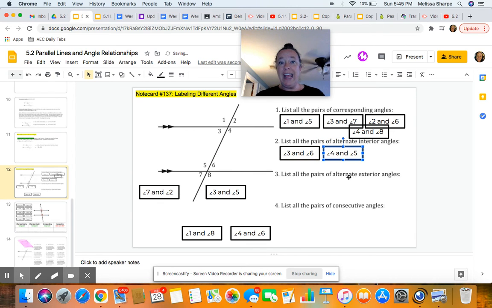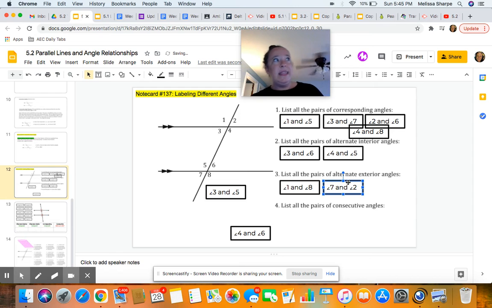And then 4 and 5. All right, what about alternate exteriors? That'd be 1 and 2, 7 and 8. So which ones are alternate exteriors? 1 alternates with 8. So it'd be 1 and 8. And then 2 alternates with 7. So 7 and 2.